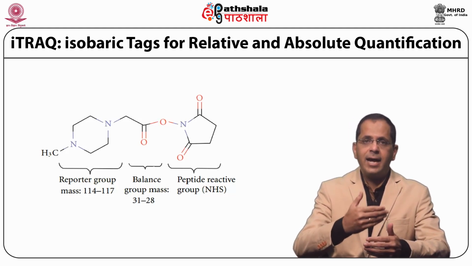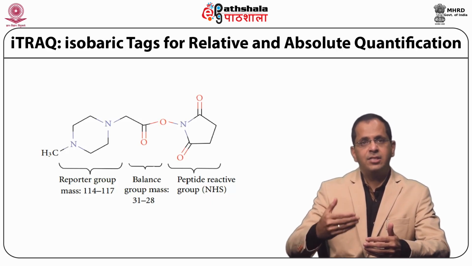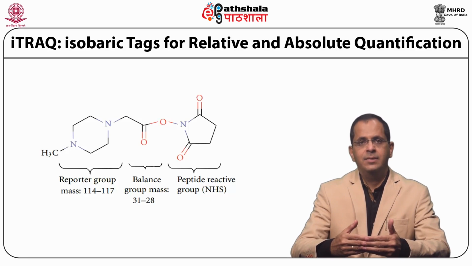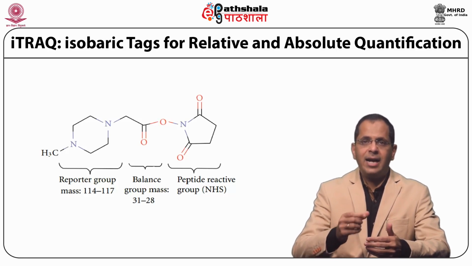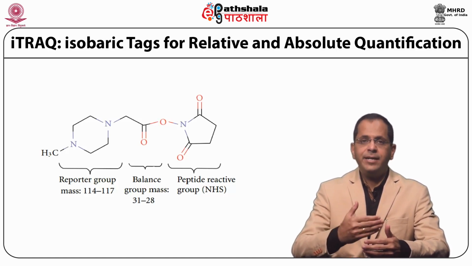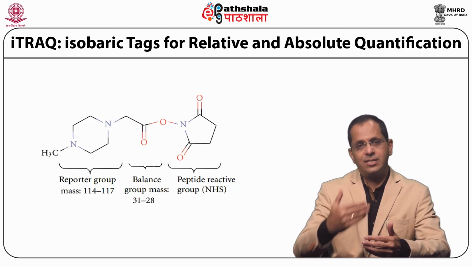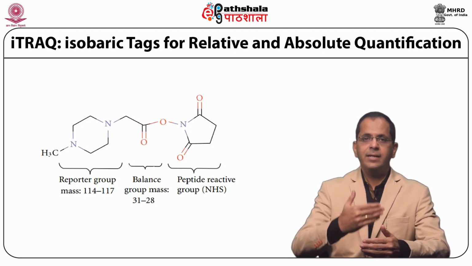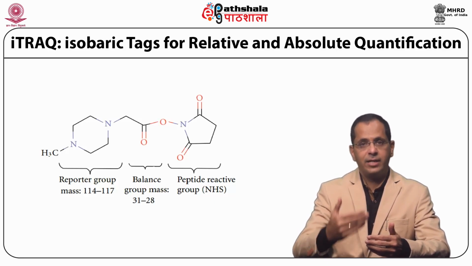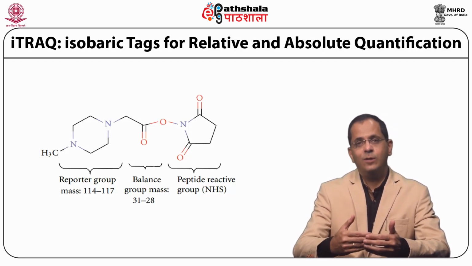The sum of reporter and the balance groups is always a constant irrespective of the different versions of the tag and comes up to 145 kilo Dalton. Tagged peptides are isobaric and are therefore not discriminated in mass spectrometry. Fragmentation in MS-MS releases the reporter ion during collision-induced dissociation. Relative abundance of the peptide is deduced from the relative abundance of the corresponding reporter ions displaying distinct masses from 114 to 117 kilo Dalton.